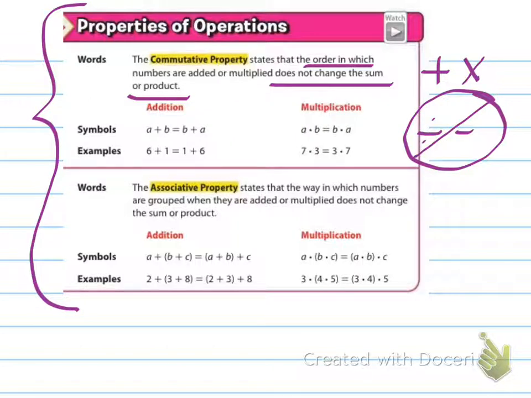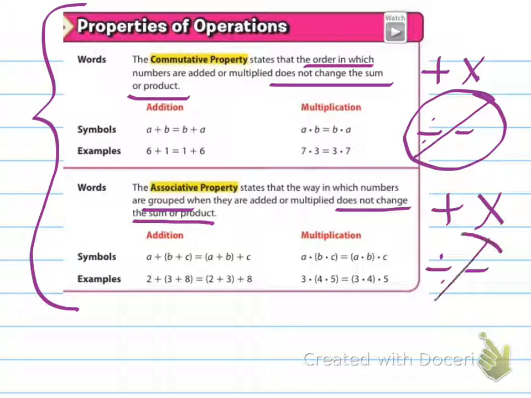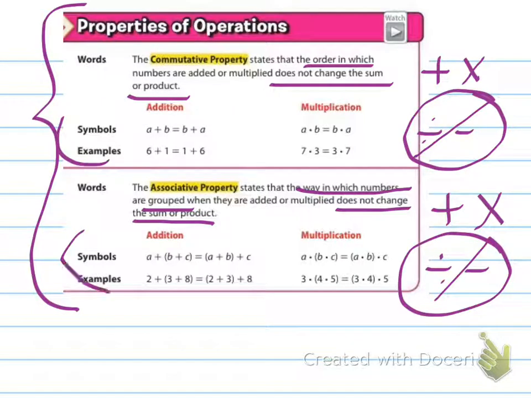Associative property states that the way in which numbers are grouped when added does not change the sum or product. So again, we're talking about adding and multiplying, not dividing and subtracting. So associative property says that the way in which numbers are grouped when they are added or multiplied does not change the sum or product. Alright, if you need more time to copy this down, then you can take more time. They have their little examples if you'd like to show your examples. There's the situation from the first page. Feel free to copy those down.